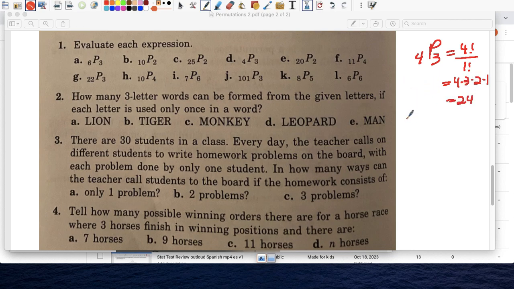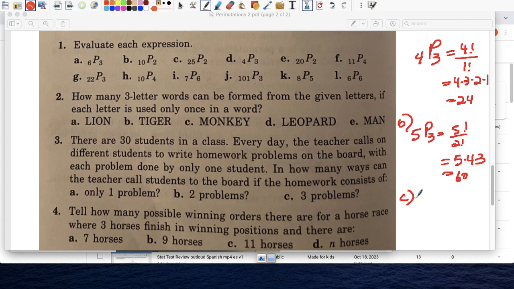With tiger, there's 5 letters. So 5 letters taken 3 at a time. 5 factorial over 2 factorial. That's going to simplify to 5 times 4 times 3, right? And that's just, what is that? 60.